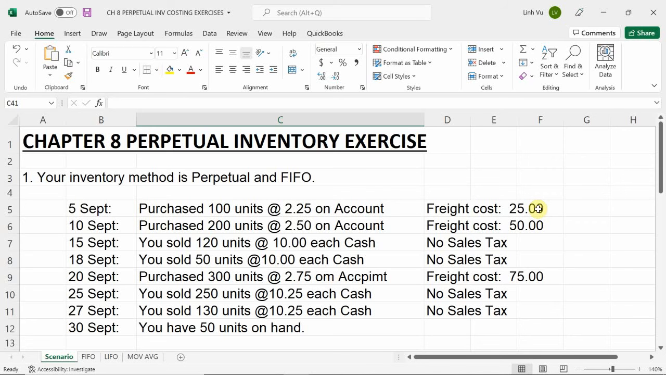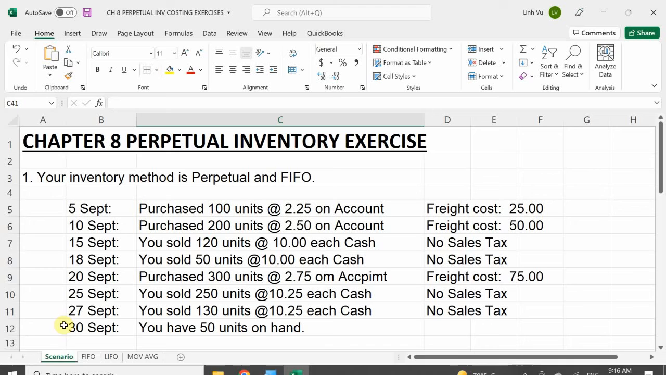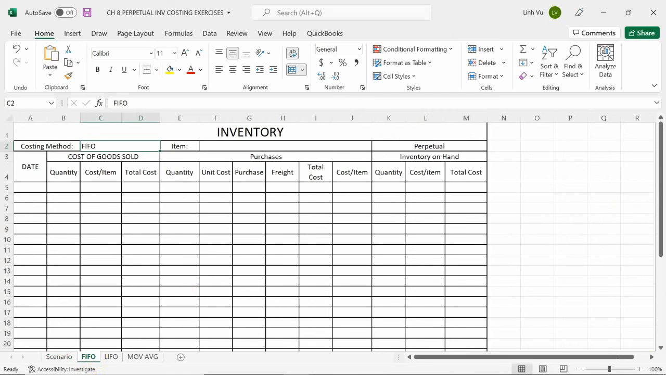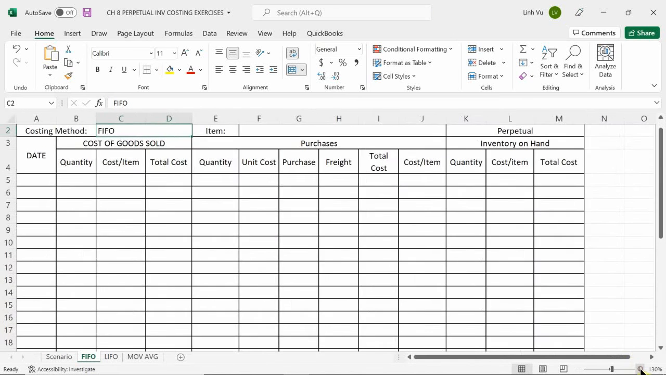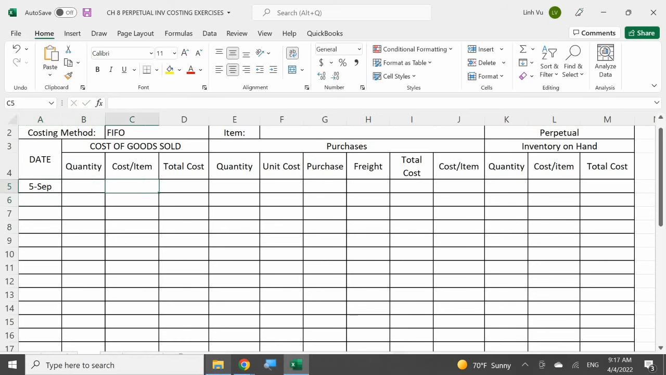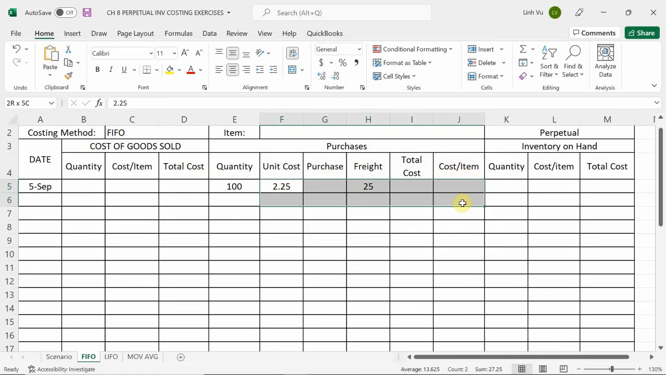So on September 5th, we end up purchasing 100 units at $2.25 each on an account with the freight costing $25. So your inventory method is perpetual, and we're looking at FIFO first. Okay. So here's our inventory worksheet. We're going to plug in our first number here. It is September 5th. We're going to skip over the cost of goods sold and move straight into purchases. So in this case, we purchase 100 units at $2.25 each with a freight of $25.